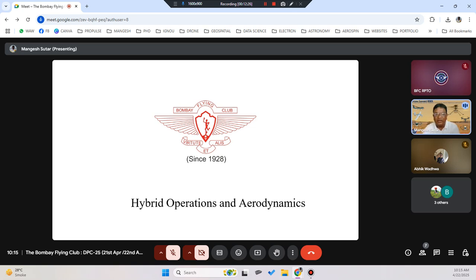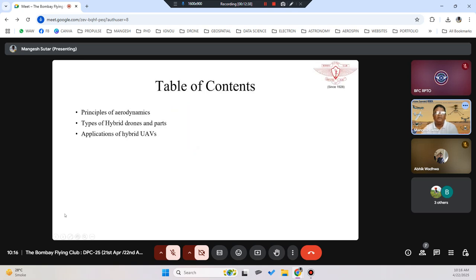So as per our aeroplane operations and aerodynamics, and similar to our rotorcraft operation aerodynamics, the combination of both is hybrid. Okay, so let's see the table of content: principles of aerodynamics, types of hybrid drones and parts, and then what are the applications of hybrid UAVs.